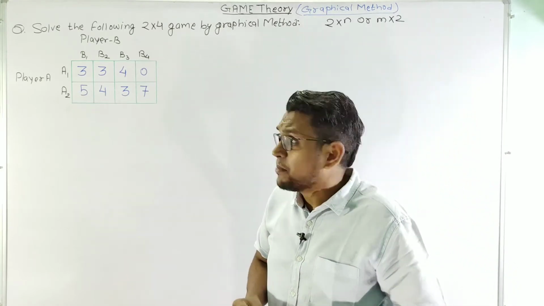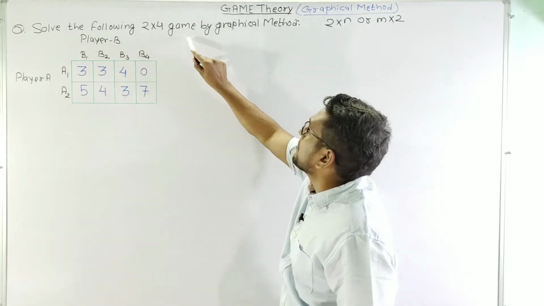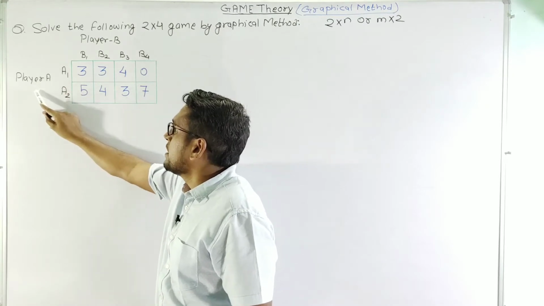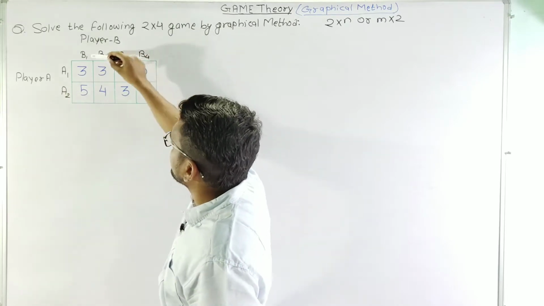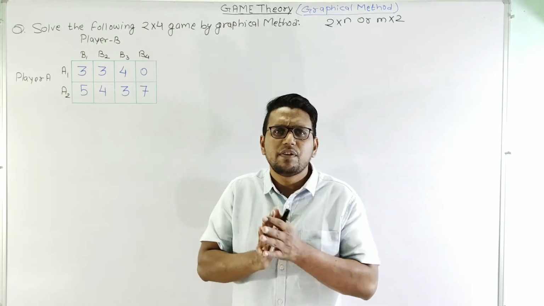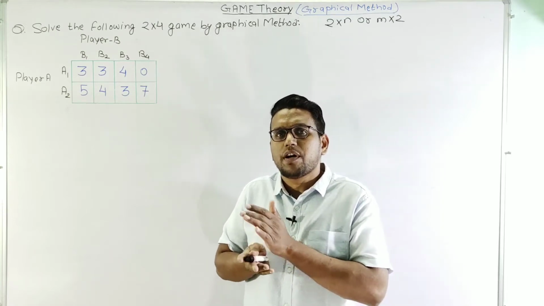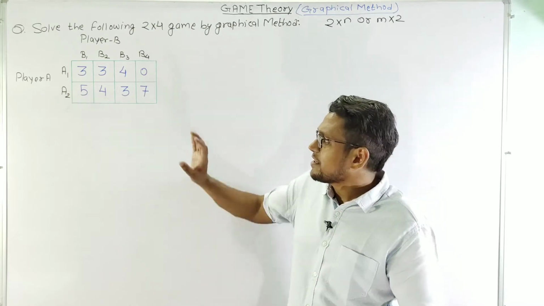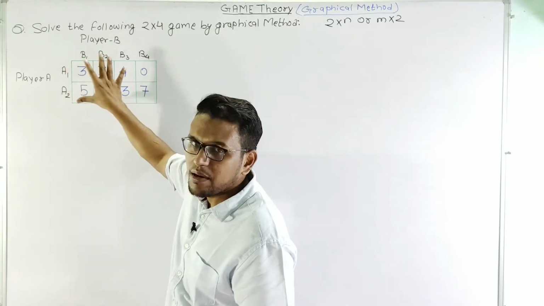Now let us move on to the problem, which says: solve the following 2 cross 4 game by graphical method. Here this is the payoff matrix for player A, where player A has 2 strategies A1 and A2, whereas player B has 4 strategies B1, B2, B3, B4. As I have said, we use the graphical method when we are not able to find the saddle point and are also unable to reduce the matrix by dominance rule. But here in this problem we can see that we can reduce this matrix.